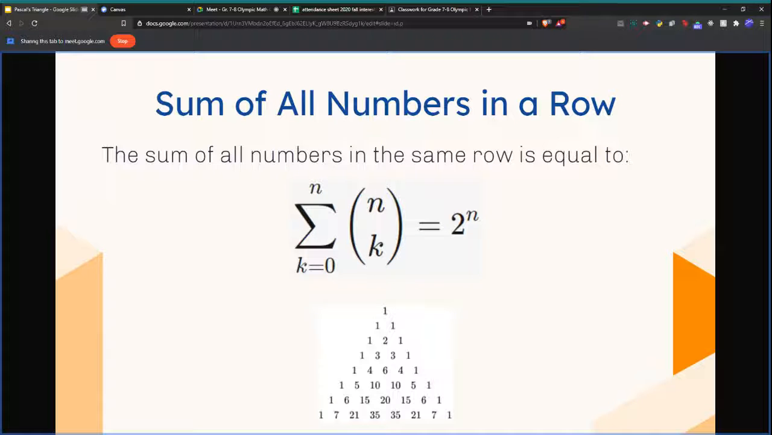I guess a simple way to memorize this would be: if you're adding numbers in a row, the sum would be equal to 2 to the exponent of that row number. Remember, row numbers start at 0 over here. That's a simple way you can memorize this. Any questions?